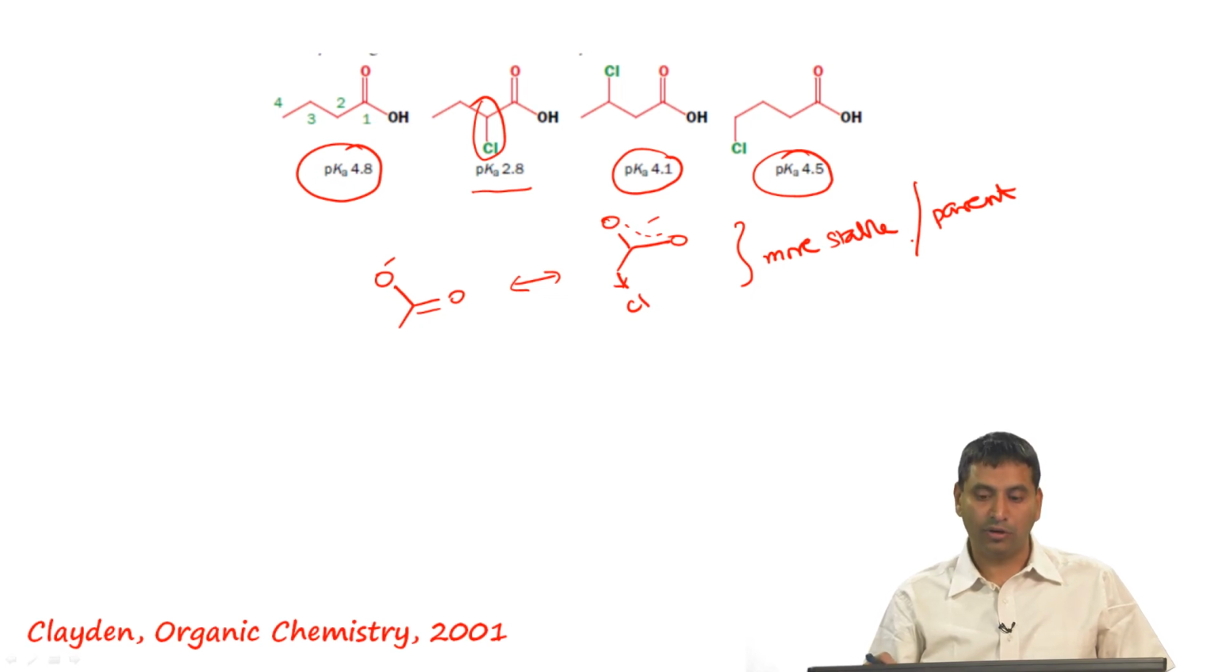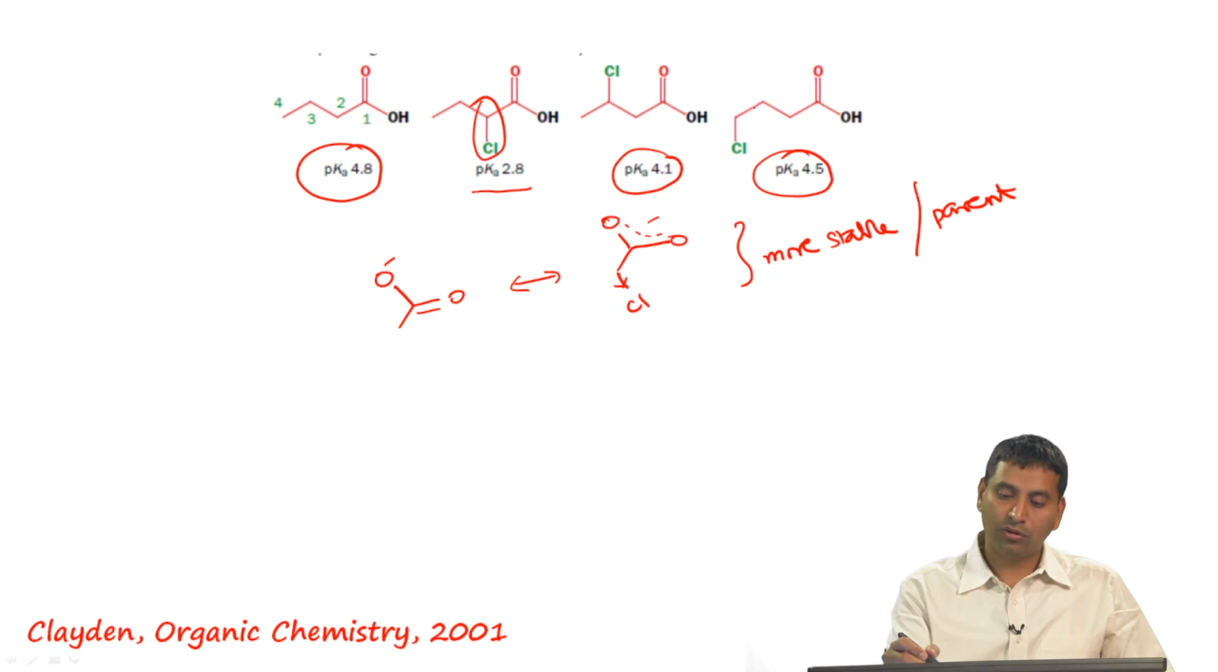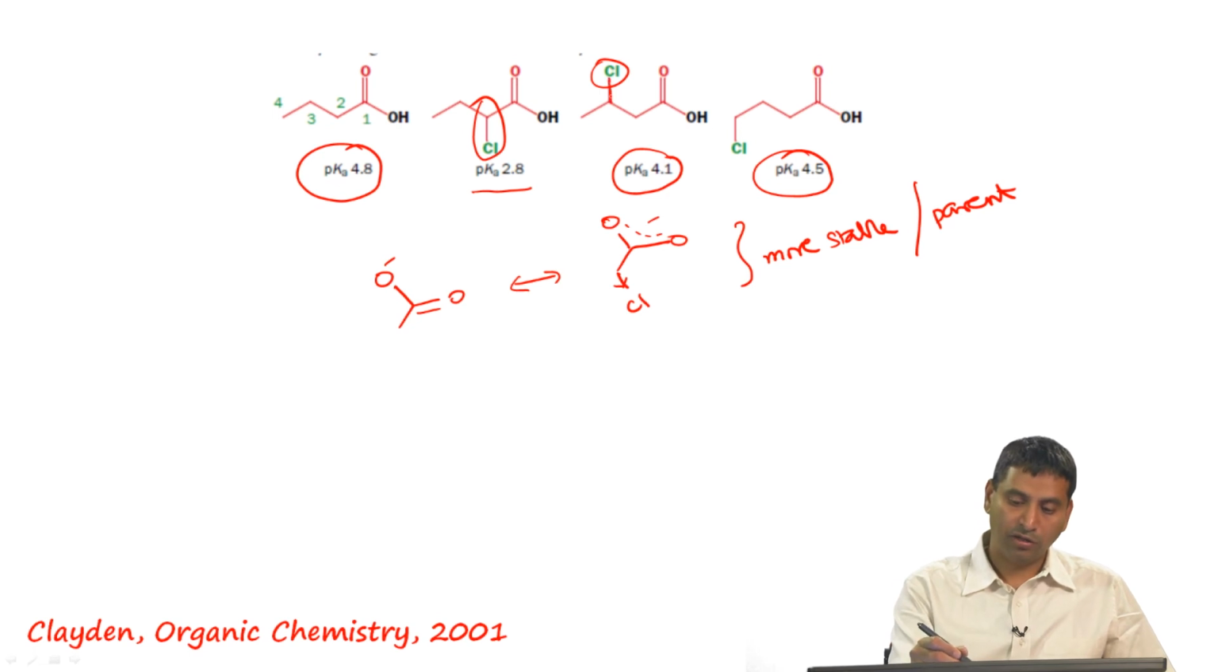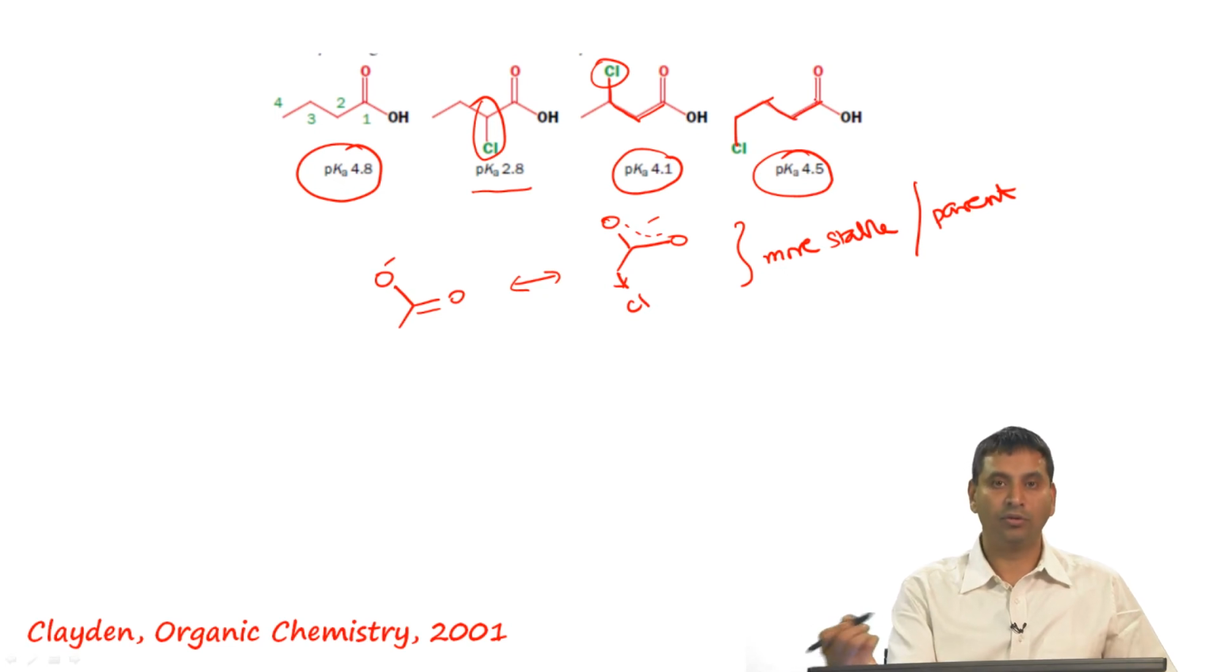Whereas, as the chloro moves further away from the carboxylic acid, the inductive effect goes down as the number of bonds increases, and so it helps us explain why there is not a huge difference in the pKa values. Here you will have 1, 2, 3 bonds, and here you have 1, 2, 3, 4, right. So, as the number of bonds increases, the inductive effect becomes weaker.